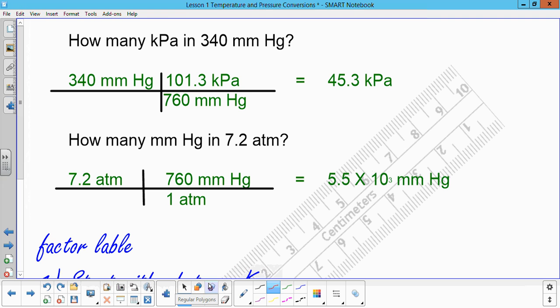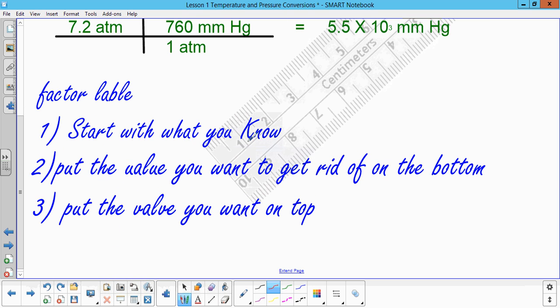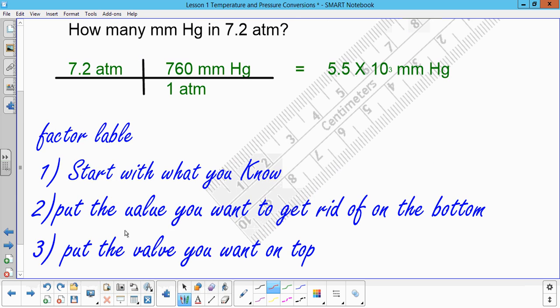All right, so here's a couple of examples where we would be using the unit factor label method that I talked about in the other video on how to convert from kilopascals to millimeters of mercury, or from millimeters of mercury to atmospheres. Remember, the 4 steps in the unit factor label method are: start with what you know, put the values you're trying to get rid of on the bottom, put the values you want on top, and then step 4, that's not listed here, is we multiply across the top and divide across the bottom. So let's take a look at this.